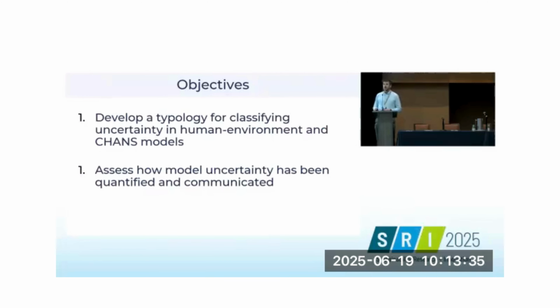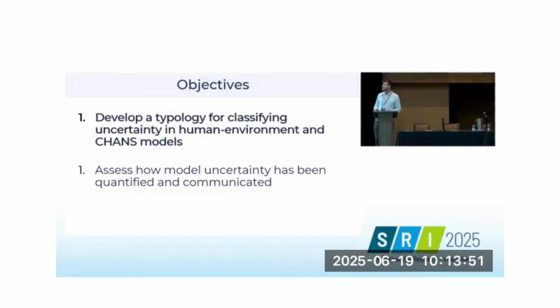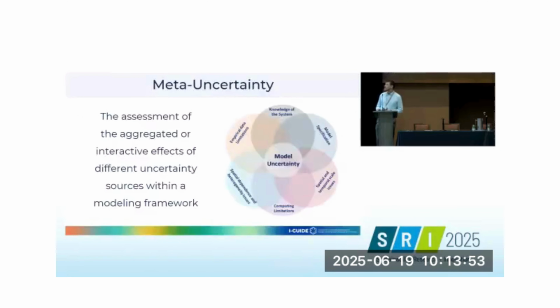Today, our study focuses on two main objectives. One is developing a typology for classifying meta-uncertainty in coupled human natural systems or CHANS models, and then also to design how model uncertainty has been quantified and communicated across the literature. So beginning with that first objective, a more formal definition of this can be the assessment of the aggregated or interactive effects of different uncertainty sources within some modeling framework.